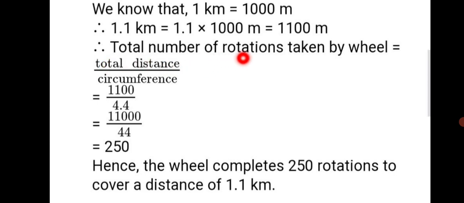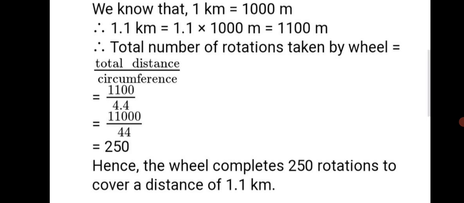Therefore, total number of rotations taken by wheel is equal to total distance upon the circumference. So total distance we found in meters is 1100 meters upon circumference 4.4, is equal to 1100 divided by 4.4. When we remove the decimal point, we get 11,000 upon 44. And then you calculate, you get 250. Hence, the wheel completes 250 rotations to cover a distance of 1.1 kilometers.